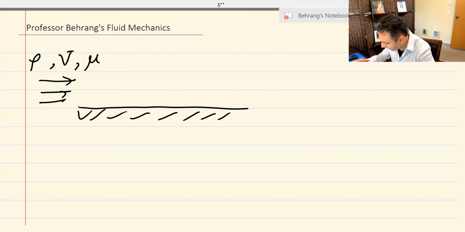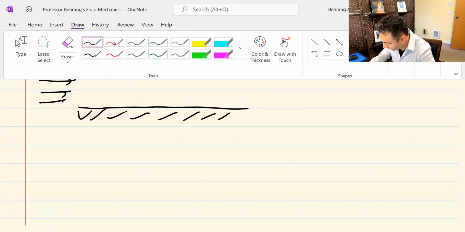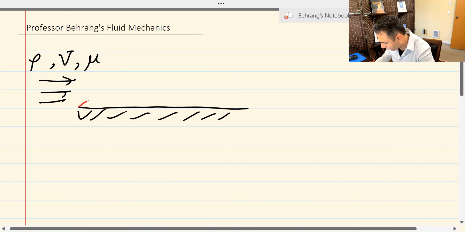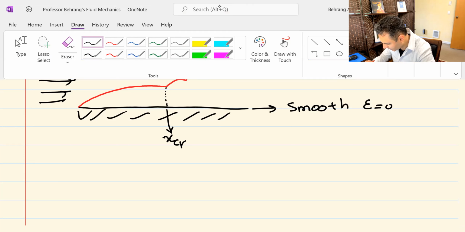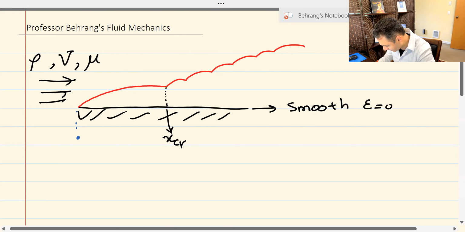What we know by now is that at the beginning of the plate, a boundary layer starts to form like this. And at some point, this boundary layer, if the flat plate is smooth, and we're going to first start with the smooth flat plate where epsilon is 0, at some point, which we call the critical x, being measured from the beginning of the plate like this. Let's say this is our coordinate system, and this is how we measure our x. x equals 0 is here.